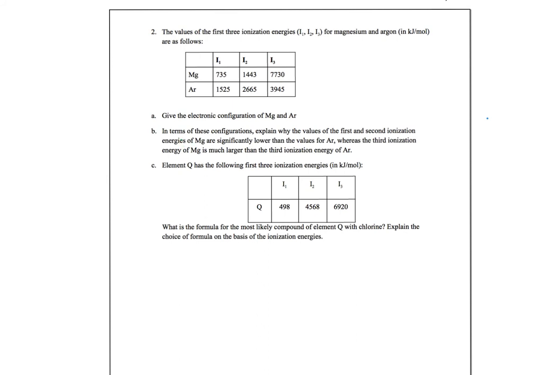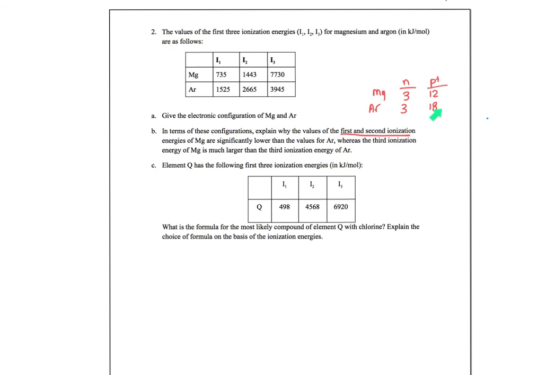In terms of these configurations, talk about the first and second ionization energies of magnesium being lower. And then why is the third one much larger? So let's first start by talking about the first and second. Well, when we're comparing magnesium and argon, they're both in that third energy level, right? 3s and 3p. So then when it's a tie, we look at the number of protons. Magnesium has 12 and argon has 18. So argon has higher Zeff.